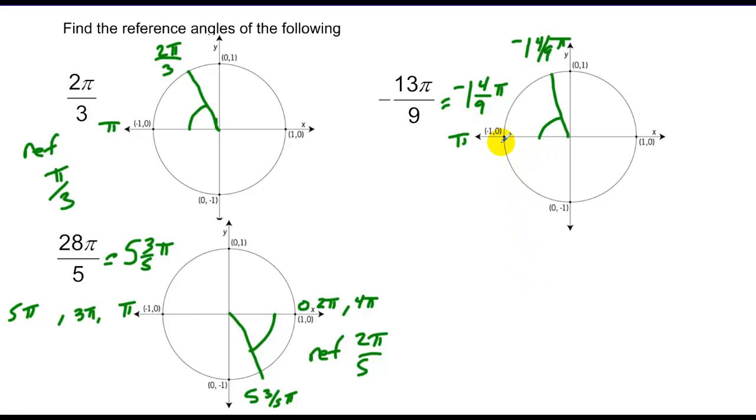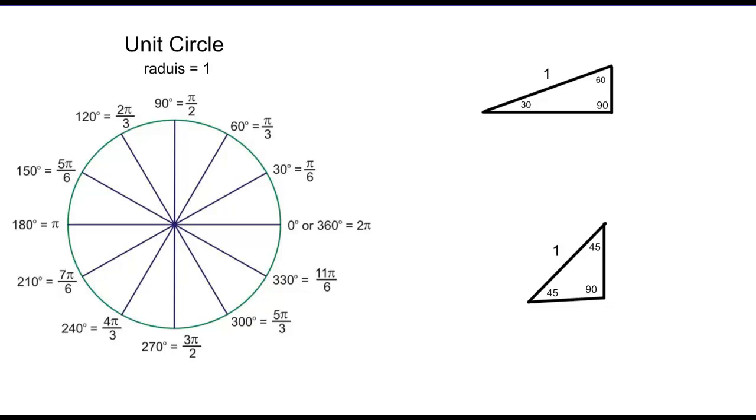Well, I know if this is 1 pi and this is 4 more ninths pi, that must be my reference angle. So my reference is 4 pi over 9. So there's our discussion of reference angles.